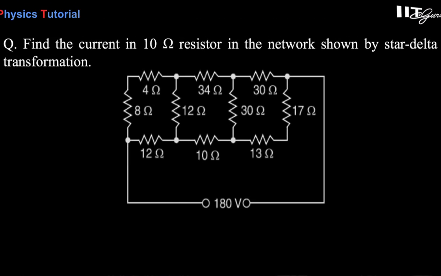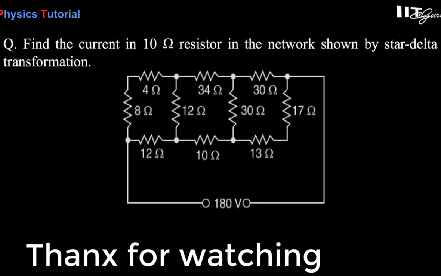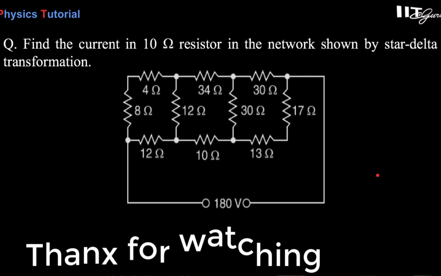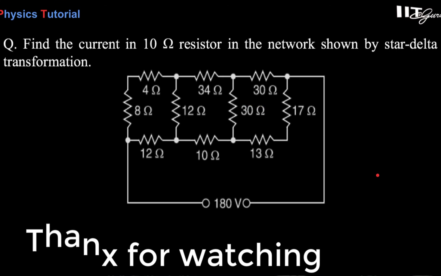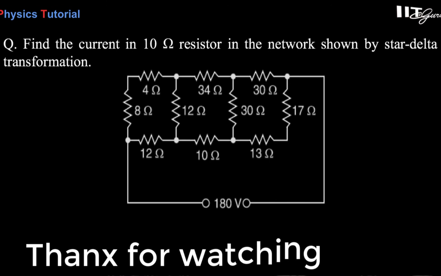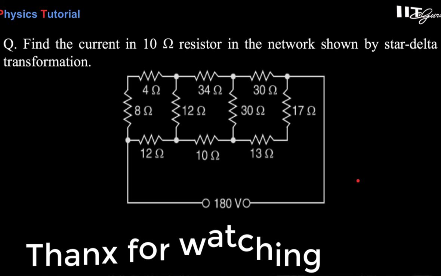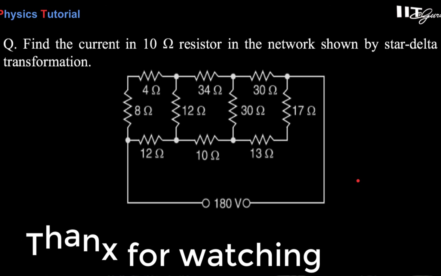Find the current in the 10 ohm resistance in the network shown, using star delta transformation. 180 volt is there, and you have to find the current in the 10 ohm. How many delta networks will be there? You have to go ahead and then try. I just put the questions in the video, give the answers. If you find any difficulty, you write. I'll give the solutions in the next coming video also.